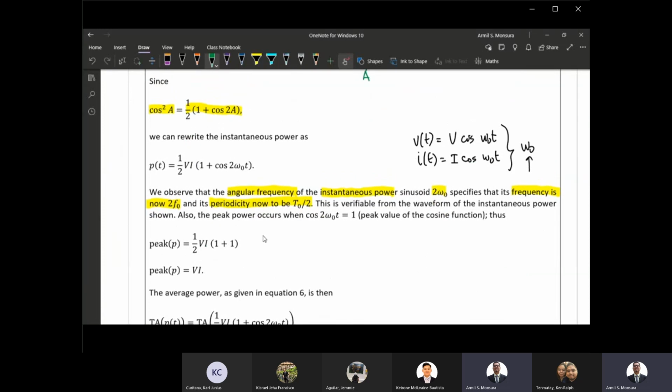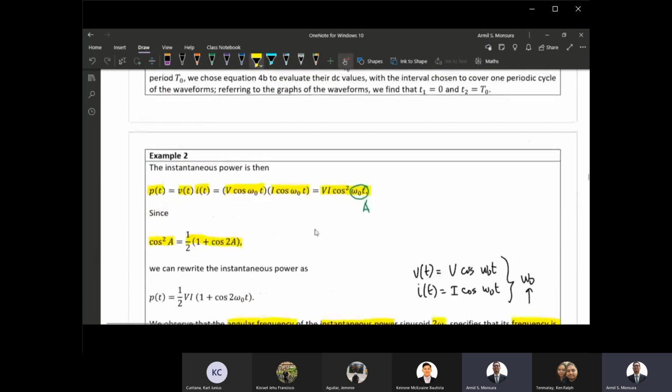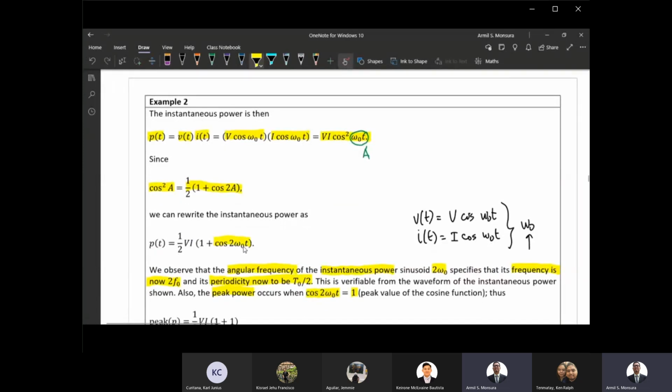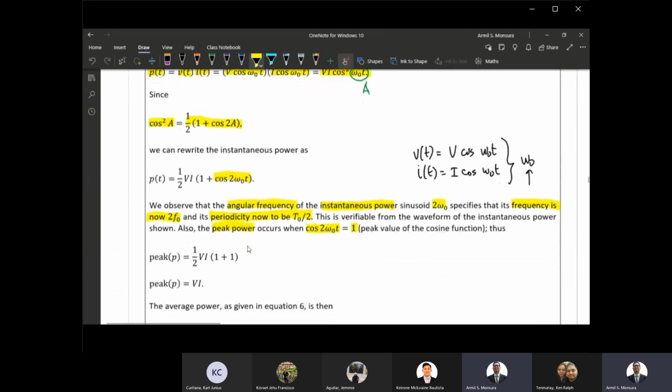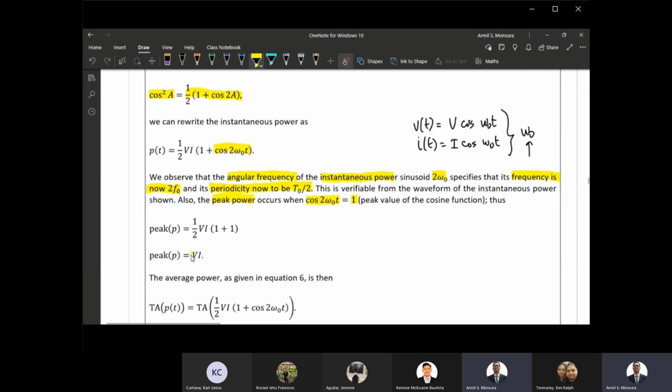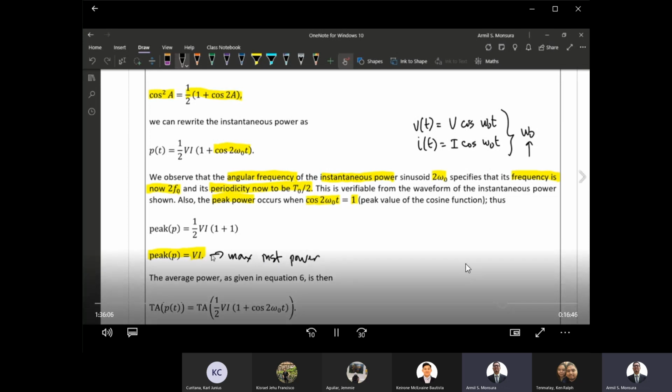Okay. So, we also see that the peak of your instantaneous power occurs when the cosine function is 1. Okay? So therefore, kapag this one has a value of 1, that gives you the maximum power. Okay? That gives you the maximum instantaneous power. So in that case, your maximum instantaneous power is given as the product VI. The max instantaneous power is the product VI.